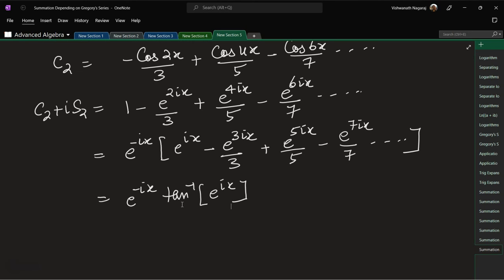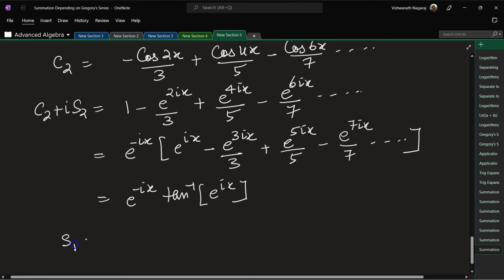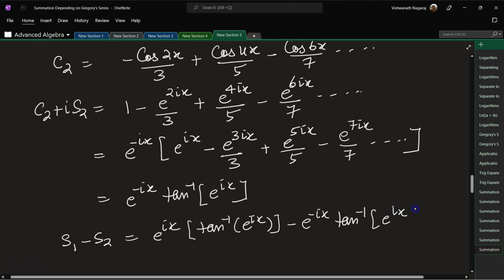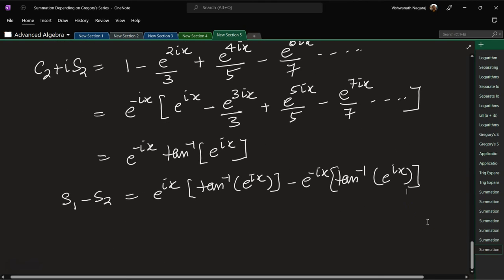So what we'll do is we will directly say S1 minus S2 is equal to e to the power of ix tan inverse of e to the power of ix minus e to the power of minus ix tan inverse of e to the power of ix. Actually this should have been this and this. Remember, we don't want the entire thing, only the imaginary part of this expression. Okay, let's see whether we can do that.